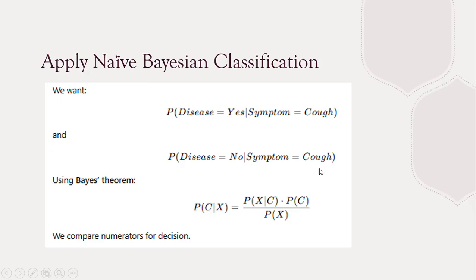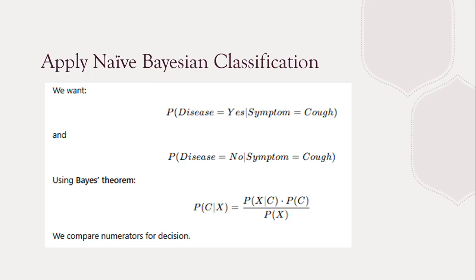Bayes' theorem says the probability of C given X is equal to the probability of X given C into the probability of C divided by the probability of X. But over here, we will only compare the numerators for the decision, because if I compare the probability of disease is equal to yes when the symptom is given as cough, divided by the probability of symptom cough, then symptom cough will be there for both, whether it is for yes or for no. So that's why we will not be using the denominator, we will only use the numerator for the comparison purpose.